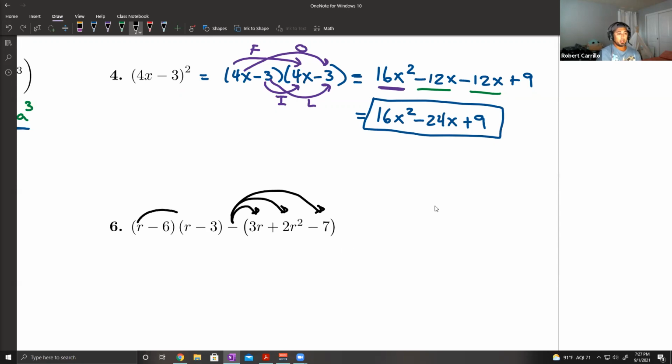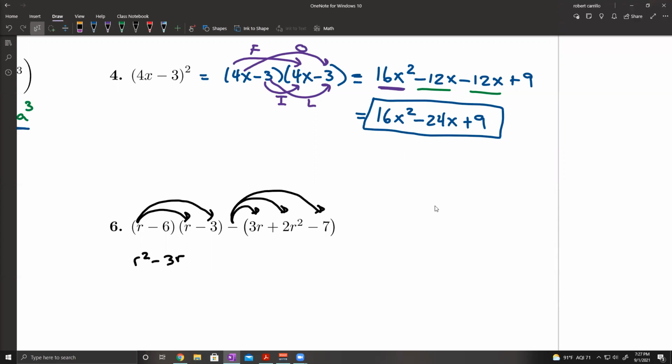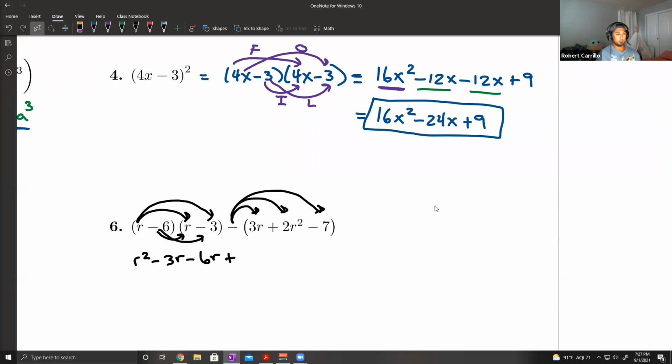All right. So what is r times r? R squared. What is r times negative 3? Negative 3r. What is negative 6 times r? Negative 6r. And what is negative 6 times negative 3? Positive 18. Cool. So we have FOILed that one. And now we are going to distribute that negative. Negative 1 times 3r, negative 3r. Negative 1 times 2r squared, negative 2r squared. Negative 1 times negative 7, positive 7.